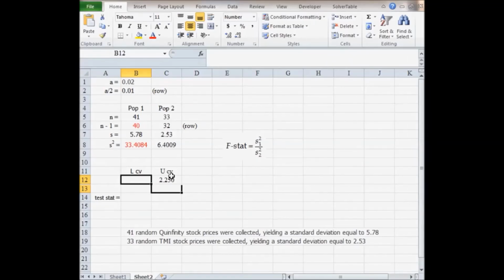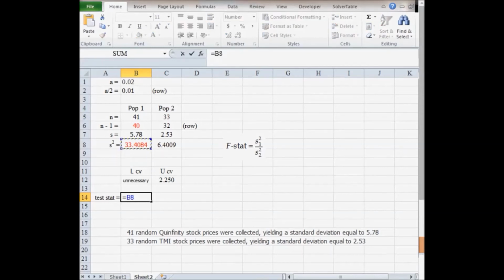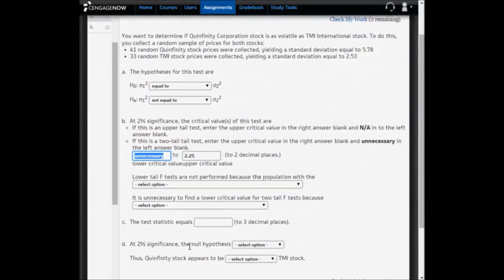There is a lower critical value, but because we define F stat as the ratio of the big variance divided by the small variance, F stat can't be less than 1. So there's no point in getting this lower critical value. Now the F stat is pretty simple. It's just the ratio of the big variance divided by the small variance. I'm going to copy that and paste that into Cengage right here. We only need 3 decimal places, so I'm going to chop off the rest.